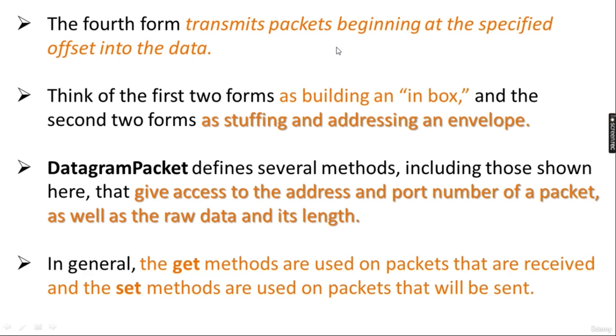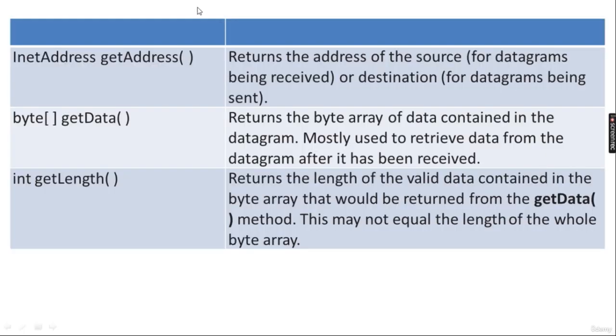The fourth transmits the packet beginning at the specified offset into the data. Think of the first two forms as building an inbox, and the second two as stuffing and addressing an envelope. The first two forms take the data into a buffer, and the second two forms send the data to a particular address. DatagramPacket defines several methods that give access to the address and port number as well as the raw data. The get methods are used for receiving, and the set methods are used for sending.